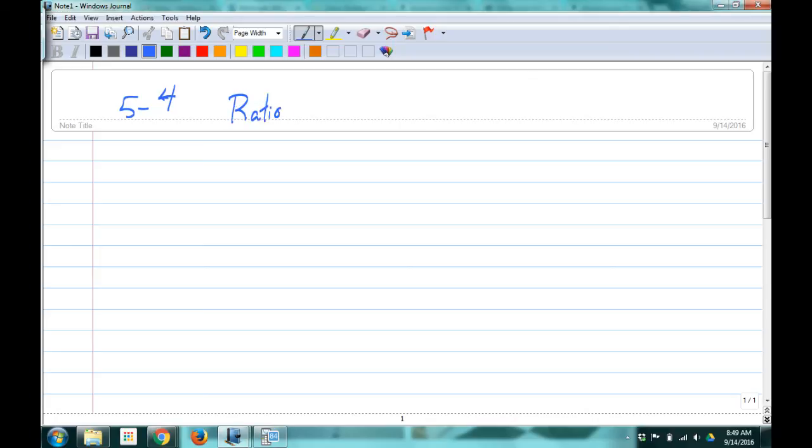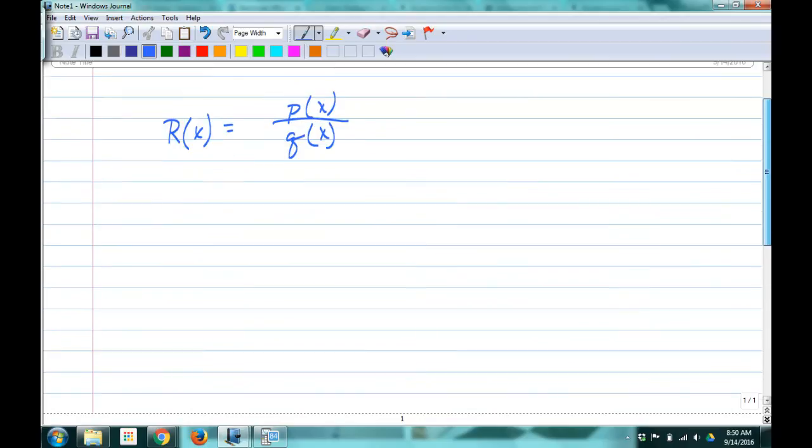Rational functions. You know, the calling card that they're going to use is R of x, just for rational. But you've got P of x over Q of x. It really doesn't matter what those are. They're just functions. It's a function on top, a function on the bottom. And there are some things we've got to look at in order for something to be a rational function. One of those things is the domain.